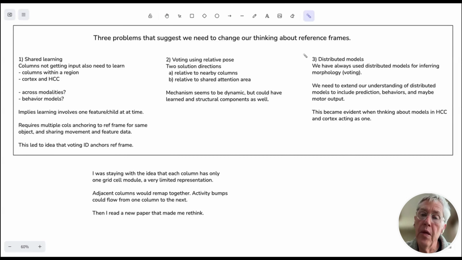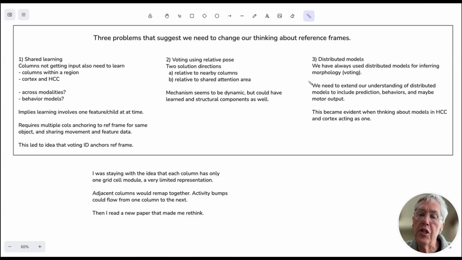That's another second problem. The third thing is that I don't think I've ever called it out like this before. I'll just label it distributed models. Now, we've always had the idea of distributed models in the Thousand Brains theory. We use distributed models for voting, right? We have multiple models of an object, and they are different, observing different parts of the object, so it's not a single location. It's multiple models. It's distributed, and we rely on those distributed models for voting.